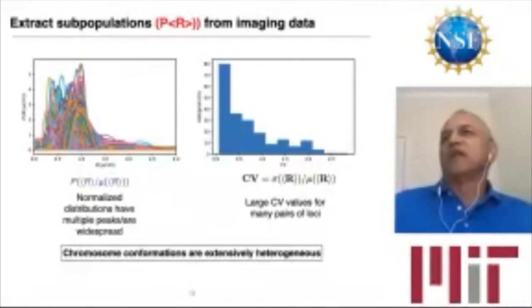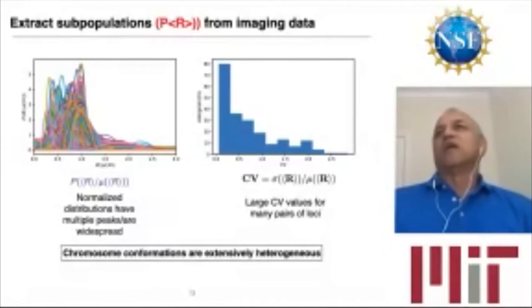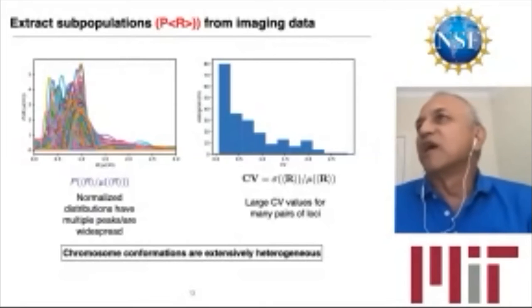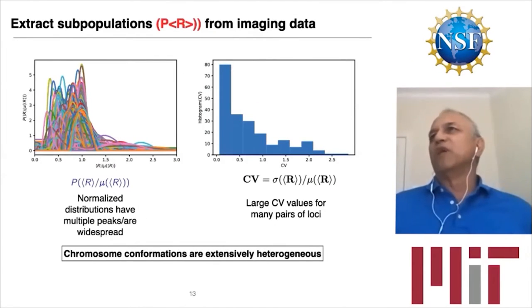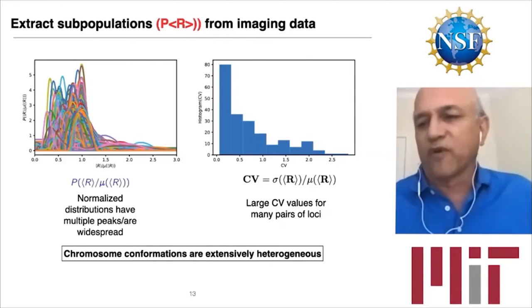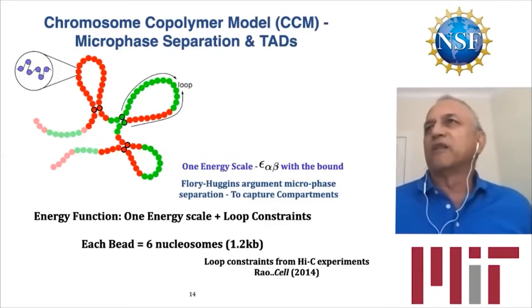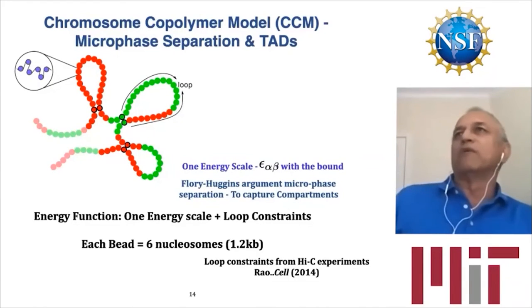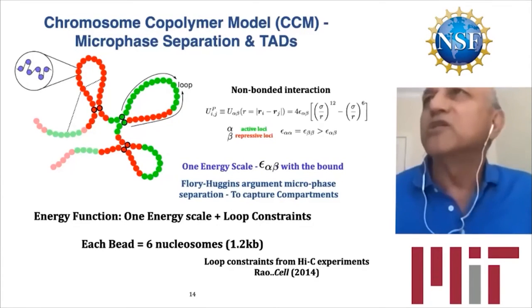On the left-hand side is all the analysis, which tells you that the subpopulation is highly heterogeneous. On the right-hand side, you can see that the variations divided by the mean are substantial. That means that the chromosome conformations are, in fact, extensively heterogeneous. So what are the consequences of the heterogeneous finding? And that's the next aspect I'm going to dwell into, using a polymer model that we introduced a couple of years ago. So I don't have time to tell you a lot about this.